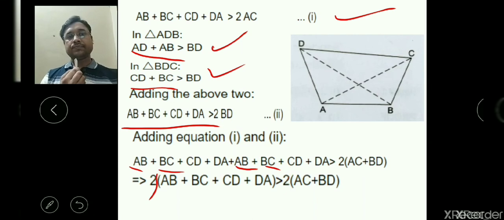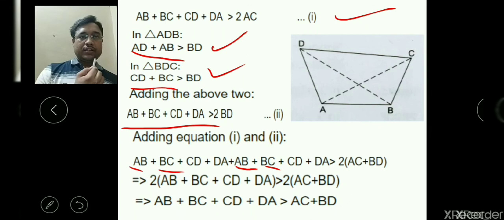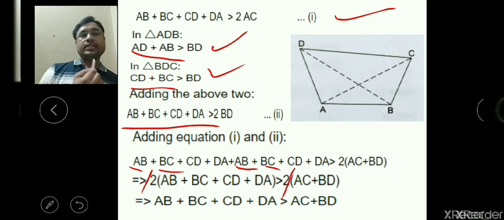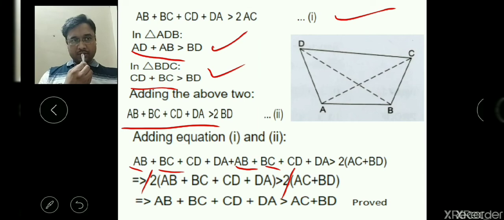Then what will the result be? This 2 and 2 you have cut from both sides, you just have to cancel both the 2's. Then the result is: the sum of all four sides AB plus BC plus CD plus DA is greater than AC plus BD. The question is saying to prove that the sum of all four sides is greater than the sum of both the diagonals. So this way it is proved here.